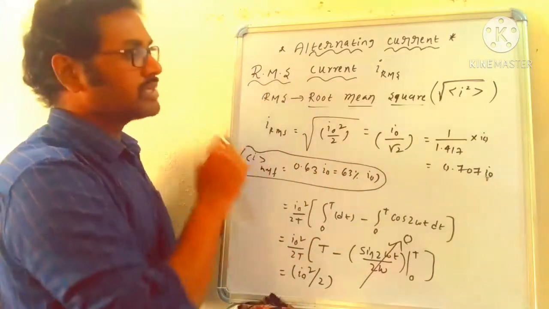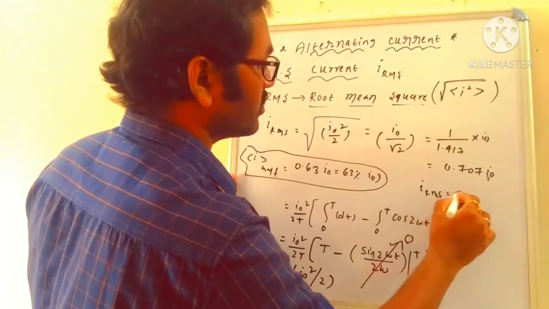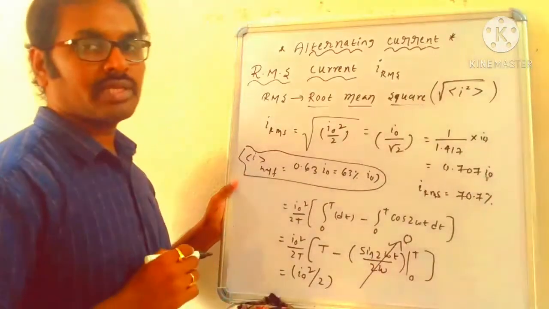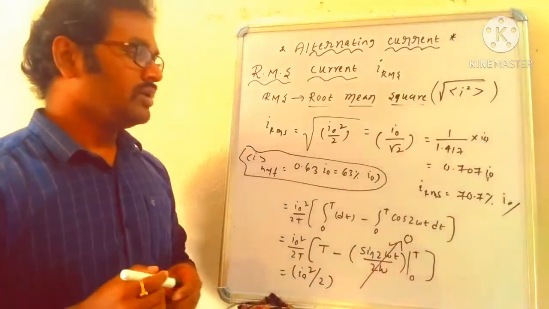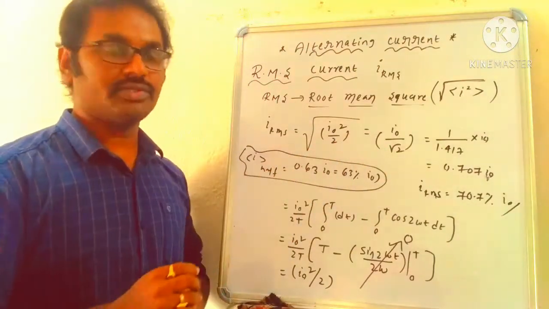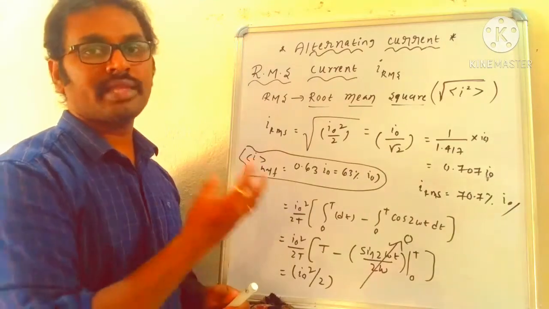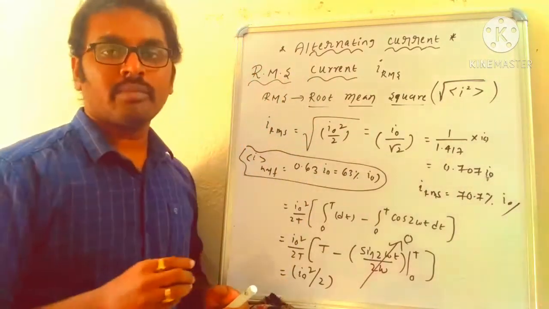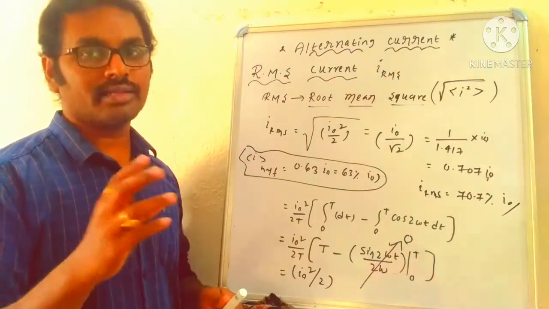Here in the case of the RMS value, how much did we get? I RMS is equal to 70.7% of the maximum current. So comparing these two values, the RMS is effectively giving more value than the average value. Because it is called the RMS current, it is also called the effective value of the alternating current.